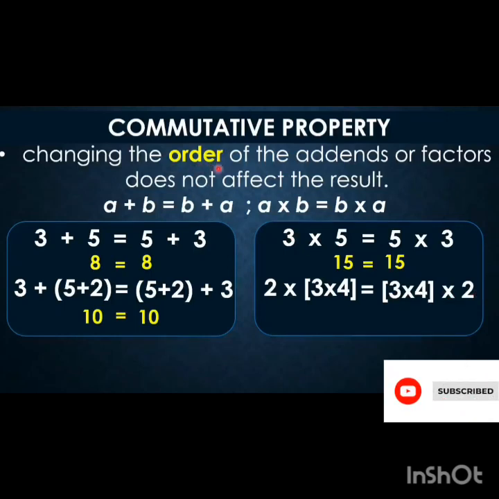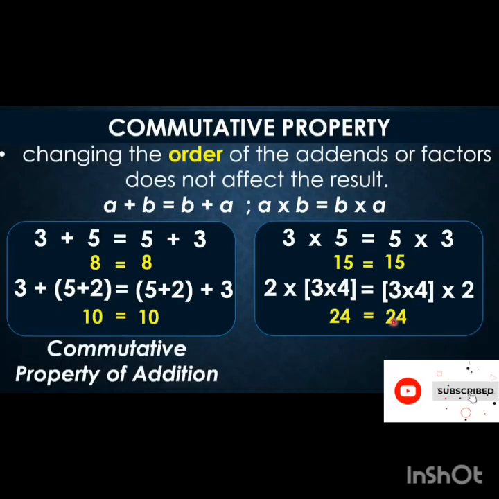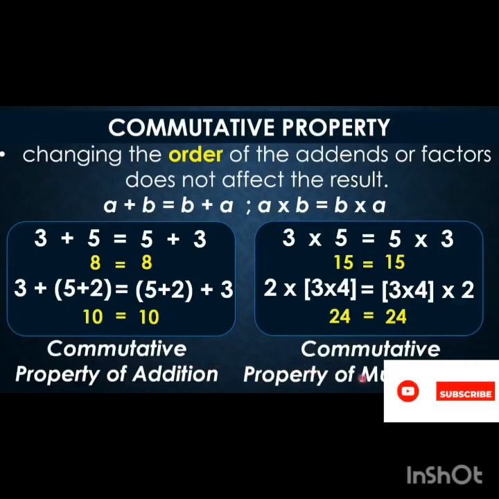That is true. In the bracket, 3 times 4 is 12. 2 times 12 is 24. On the right side, 3 times 4 is 12, times 2 is 24. So both the left and right side equations are equal. We call it what? Commutative property in multiplication is true. Commutative property of addition is true, and commutative property of multiplication is true.